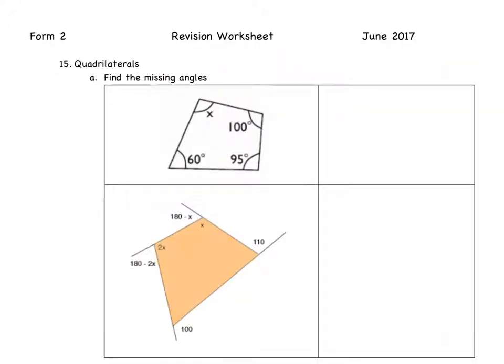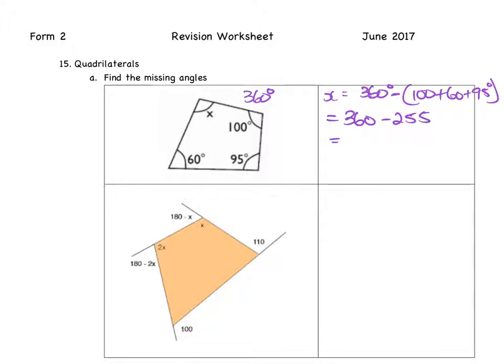Quadrilaterals. Now we know that in a quadrilateral everything adds to 360 degrees. So therefore x would be 360 minus 100 plus 60 plus 95. So that will give us 100 plus 60 plus 95, 360 minus 255 degrees. That will give us 105 degrees.